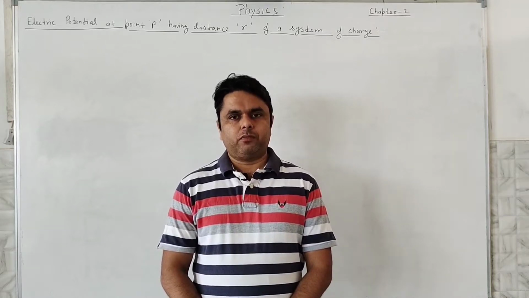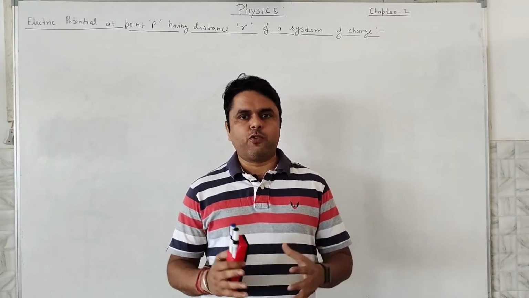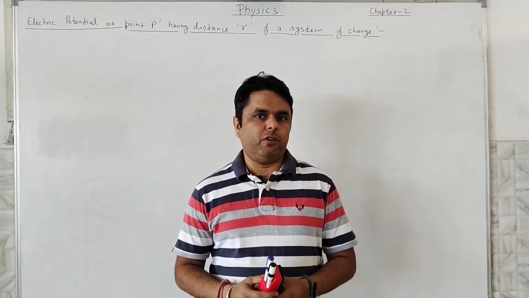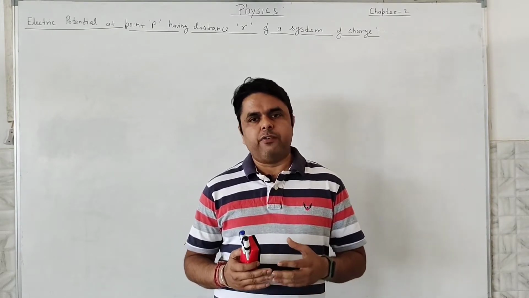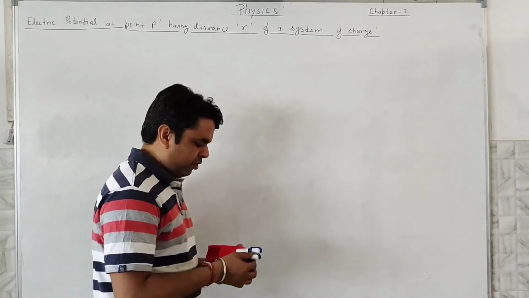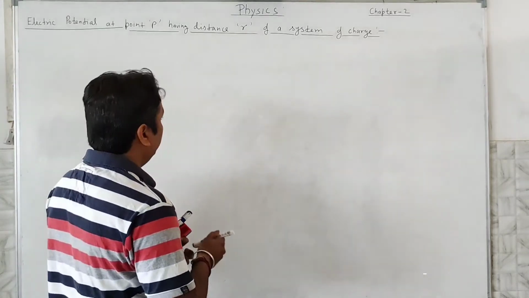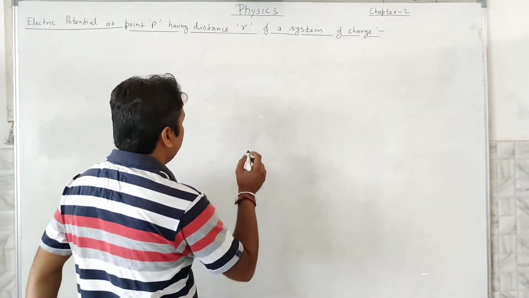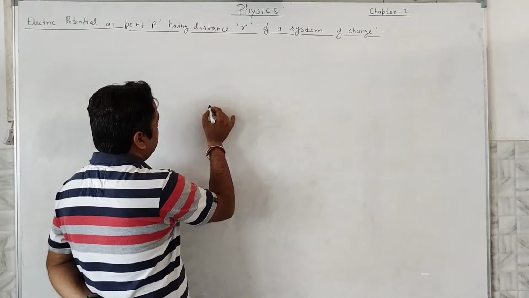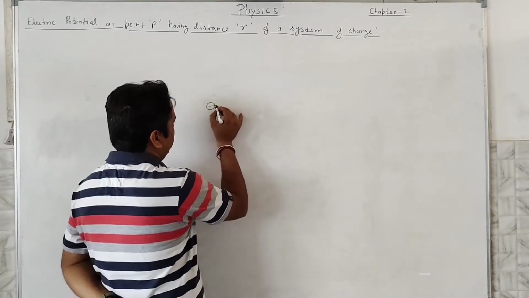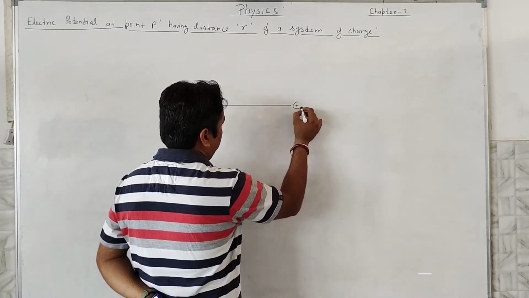Hello everyone. Today we are going to discuss the very conclusive topic related to the electric potential. Here today we are going to discuss the system of charge of dipole. Earlier we have discussed in two sessions that the dipole has a negative charge and a positive charge.